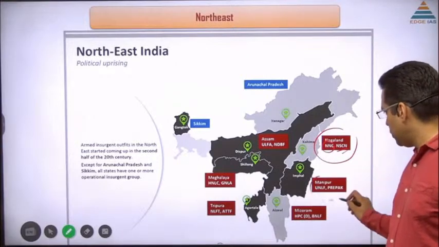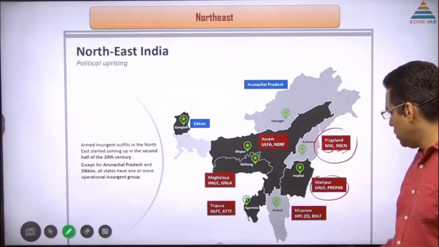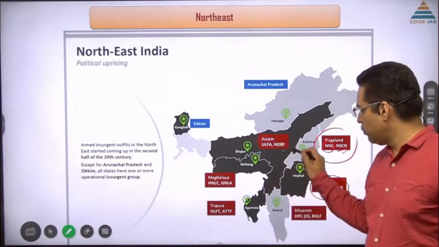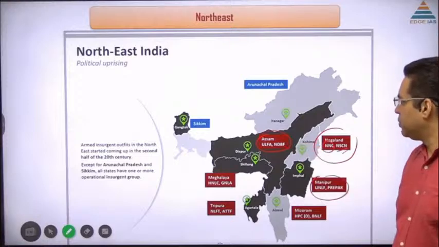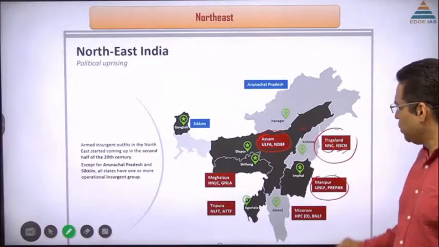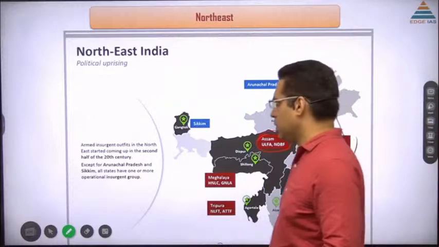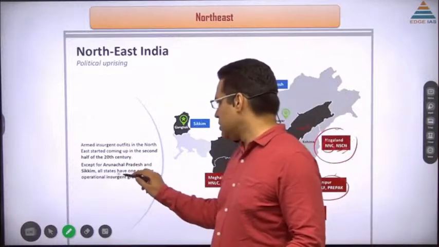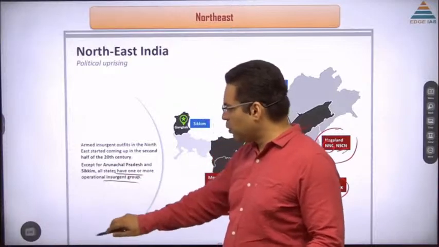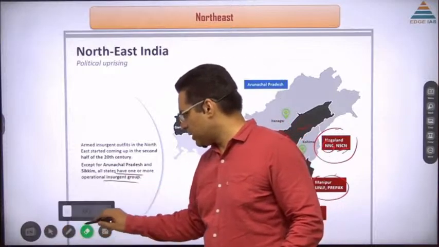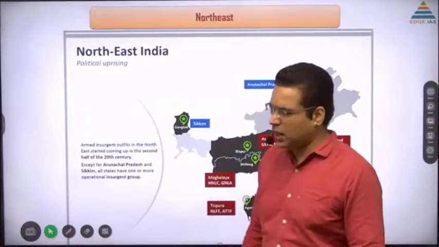Then we have Manipur, where you have UNLF. Then in Assam you have ULFA and the Bodos, NDBF. So these 2 or 3 groups are actually active. Except Arunachal Pradesh and Sikkim, all states have one or more operational insurgent groups, but mostly they are inactive, except in Nagaland and Assam.